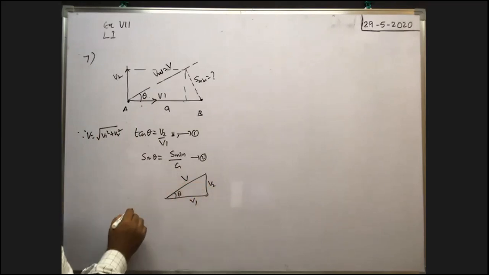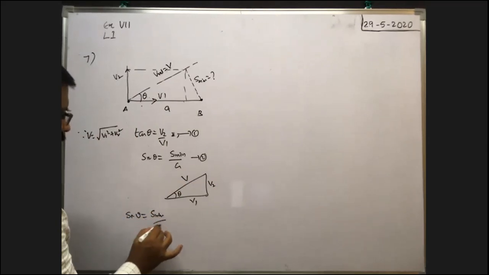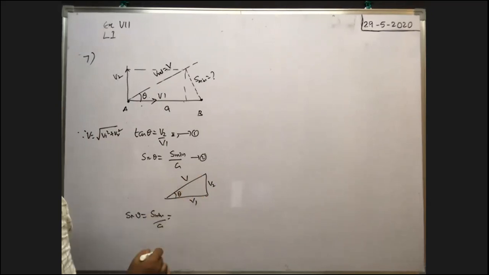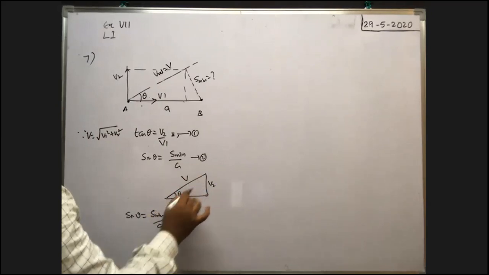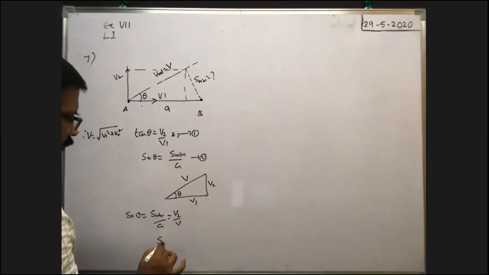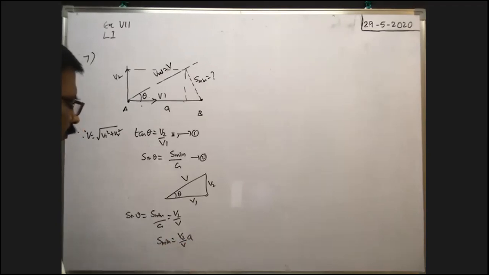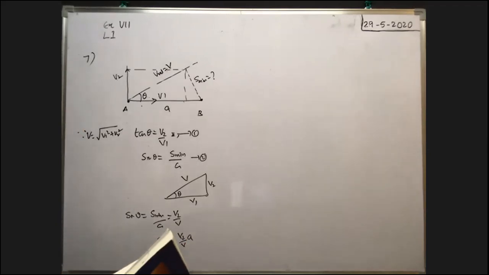Now from this, how can we write sine theta? We got S minimum by a from equation 2. From this, sine theta is equal to opposite v2 by hypotenuse v. Now from this, S minimum is equal to how much? S minimum is equal to v2 by v into a, we can write now. That means v2 a by v. That is one of the answers.